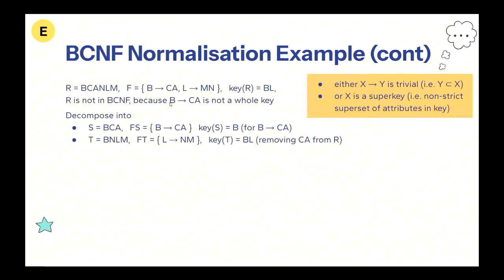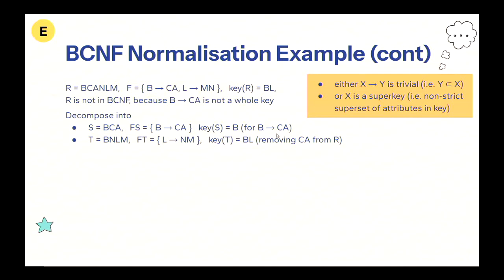So what we can do is we can separate R into S and T, according to the functional dependency violating BCNF. And what we do is we collect the attributes involved in the functional dependency that violates BCNF into one table and drop the right hand side from the original table.